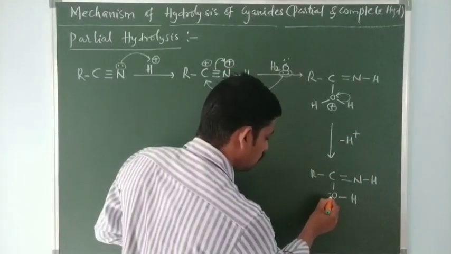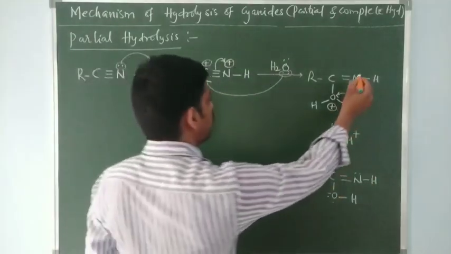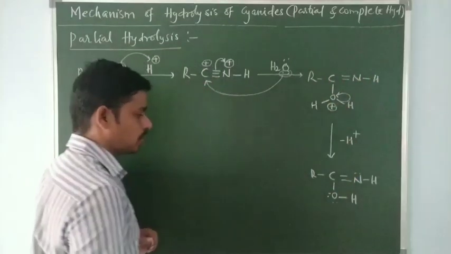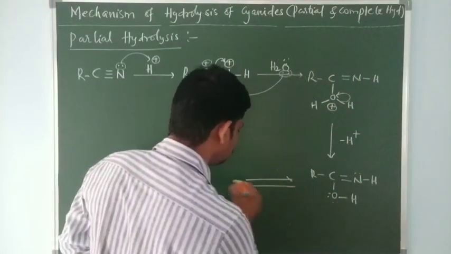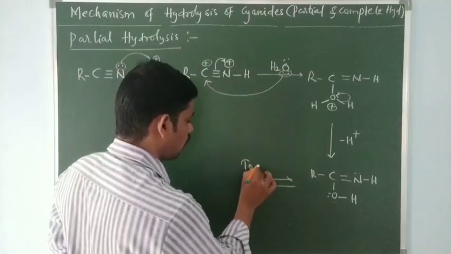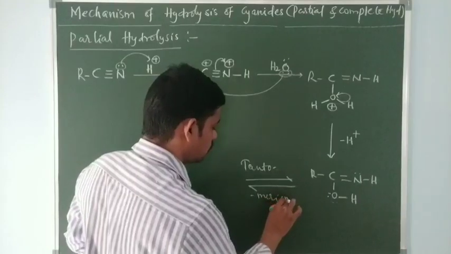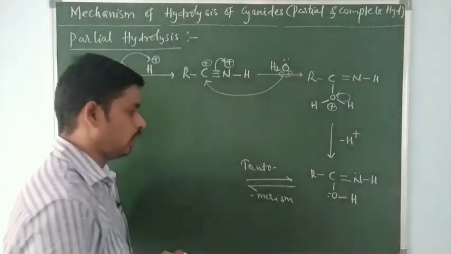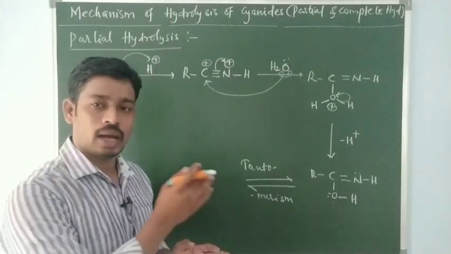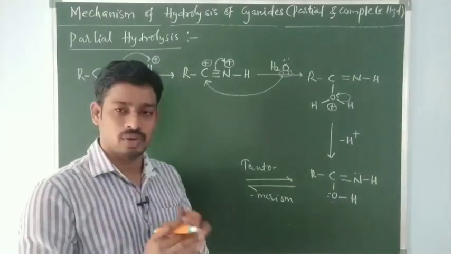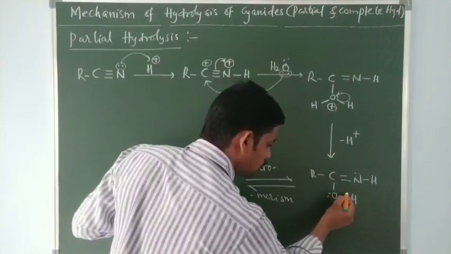Now let us see, because on nitrogen there is a lone electron pair present, this compound will undergo tautomerism. What is tautomerism? We discussed tautomerism in first year. There is a keto-enol type of tautomerism, where one functional group is converted to another functional group along with the formation of a double bond. Now this compound will undergo tautomerism like this.